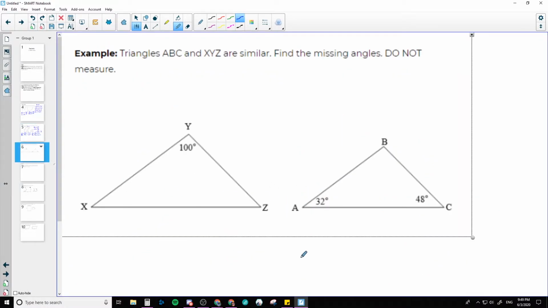It says triangles ABC and XYZ are similar. Find the missing angles. Do not measure. So we need to remember.